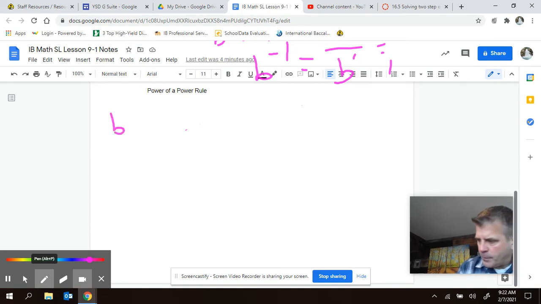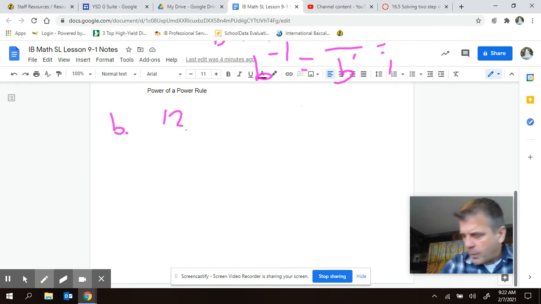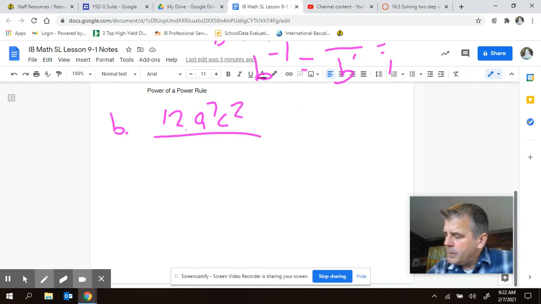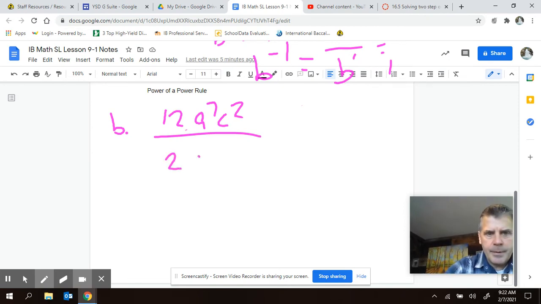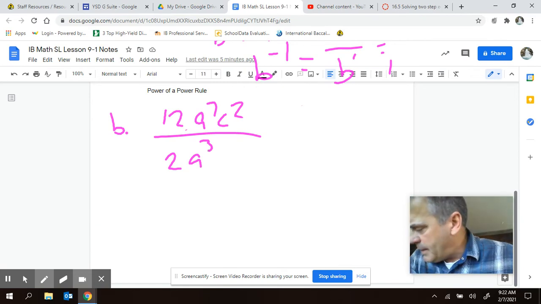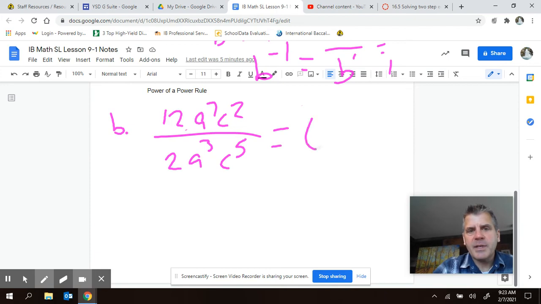So this is example 1B. It goes 12 a to the 7th, c squared, and this is all over 2a to the 3rd, c to the, I believe that's to the 5th power. And so then how do we go about this? Well, obviously 12 and 2 is simplified to become 6.